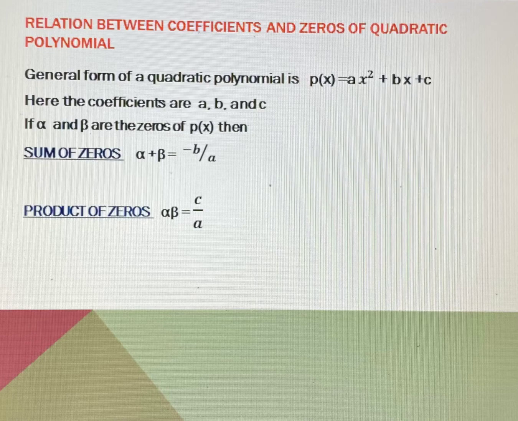Here the coefficients are a, b and c. Now suppose that alpha and beta are the zeros of the polynomial. We have studied what the zeros of a polynomial are in the last lecture. So the relation between the zeros, alpha and beta, and the coefficients a, b and c is: sum of zeros, that is alpha plus beta, is always equal to minus b by a. And another relation is product of zeros, that is alpha into beta is equal to c by a.